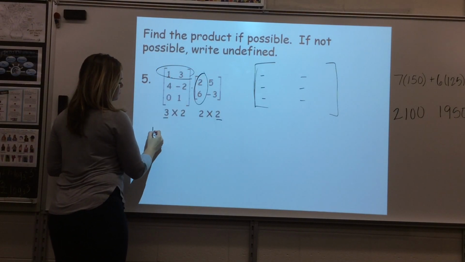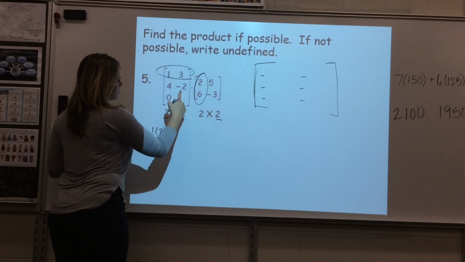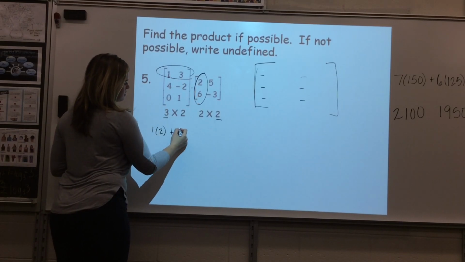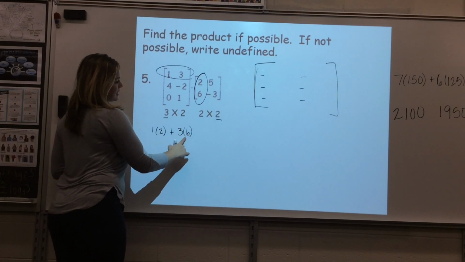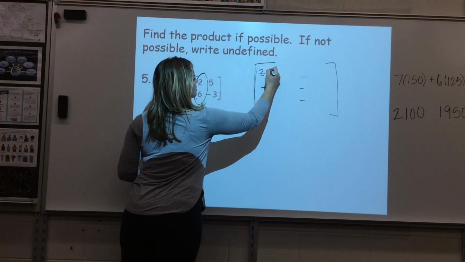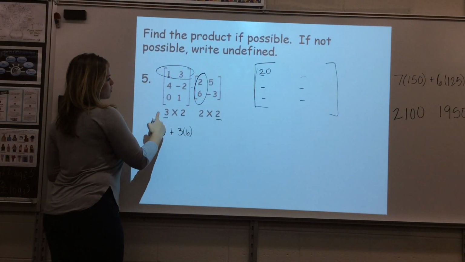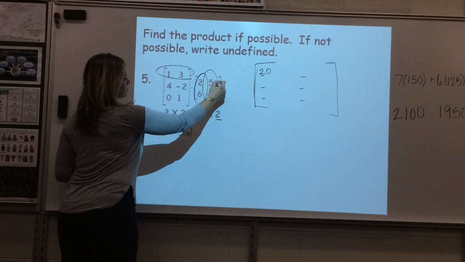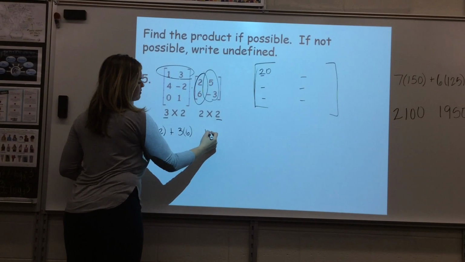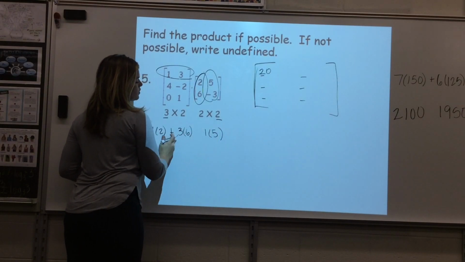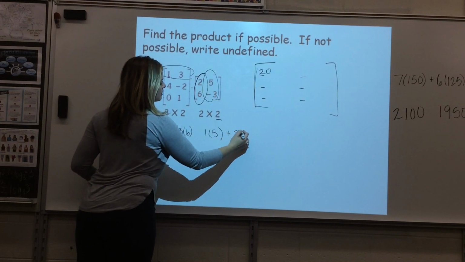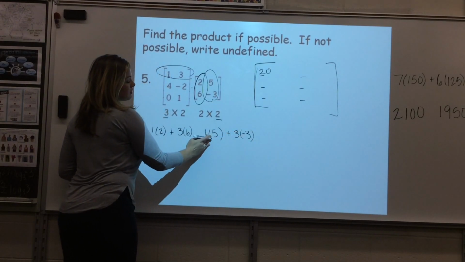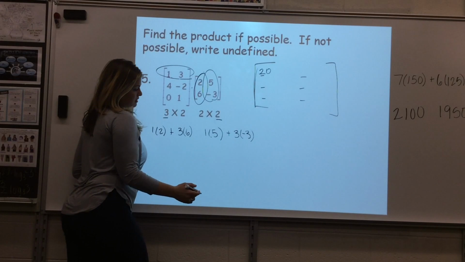1 goes to 2, 3 goes to 6. So 2 plus 18 is 20. Row to column, row to column. 1 times 5, we're starting a new column, so I'm in a new column. 3 times negative 3. 5 and negative 9 is negative 4.